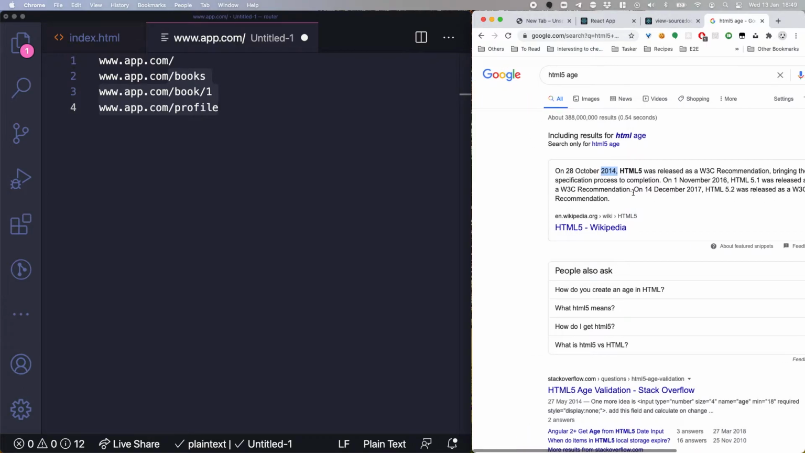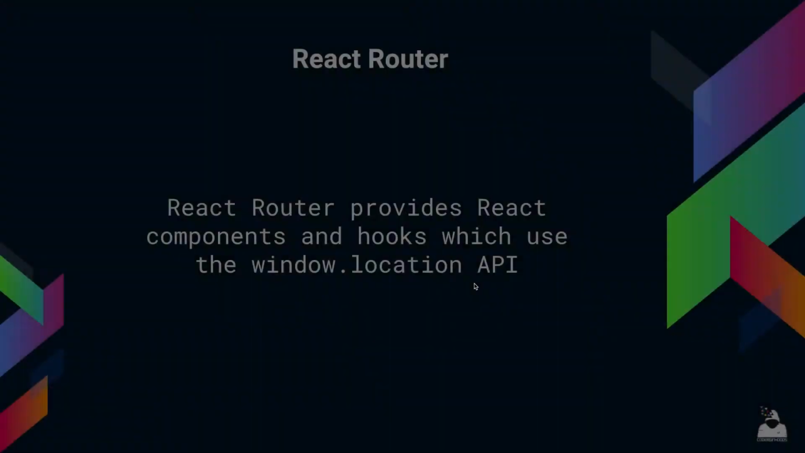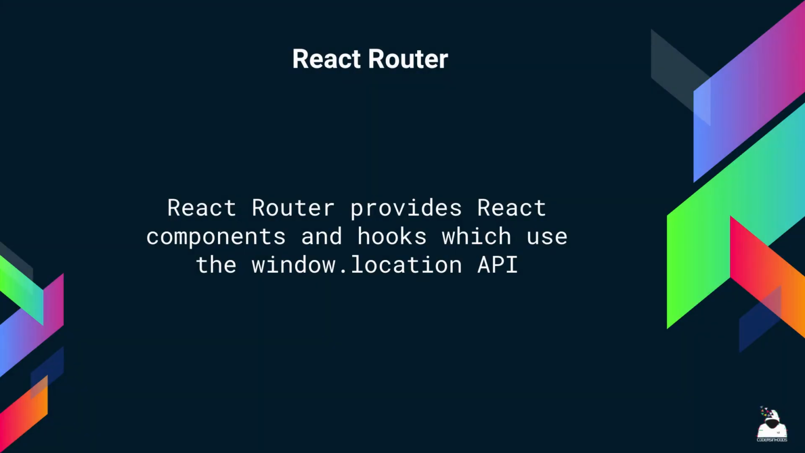So when I say these days, that means last 7 years. We can use APIs like this to actually change the URL and not having to use the hashes, right? So that's only last 7 years, basically. Yep. React Router provides React components and hooks which you can use with the window.location.